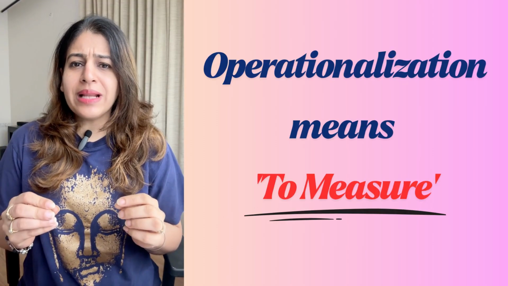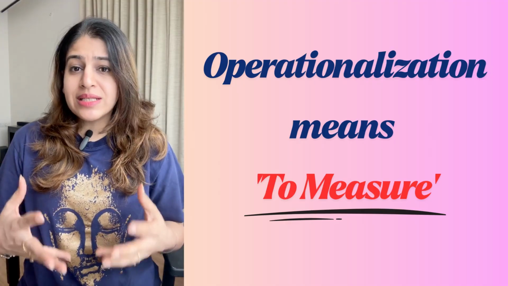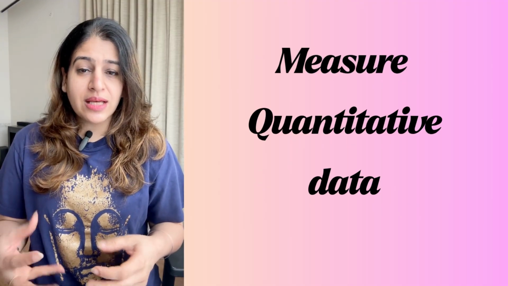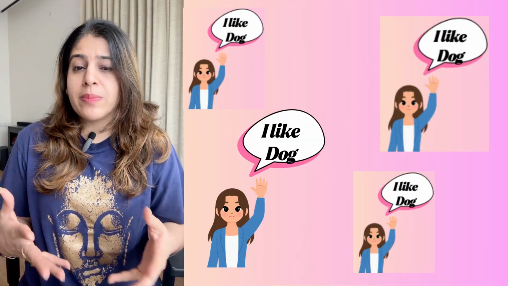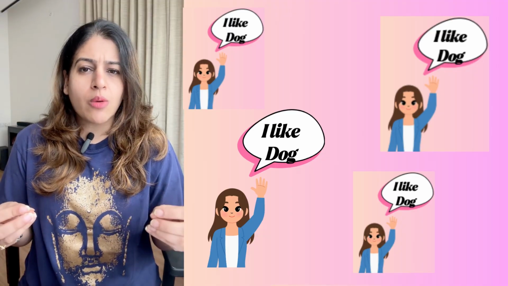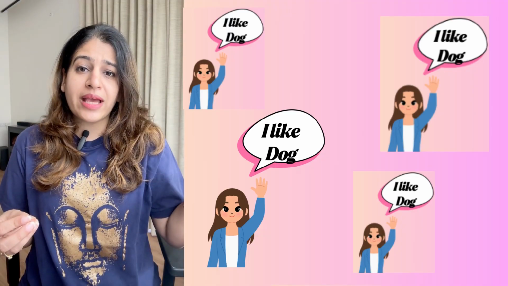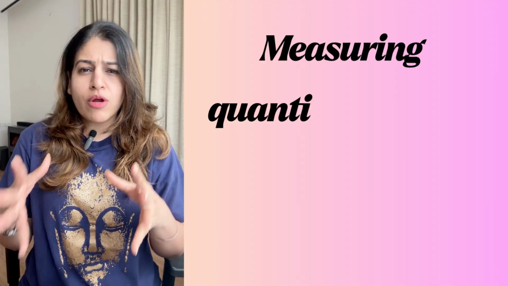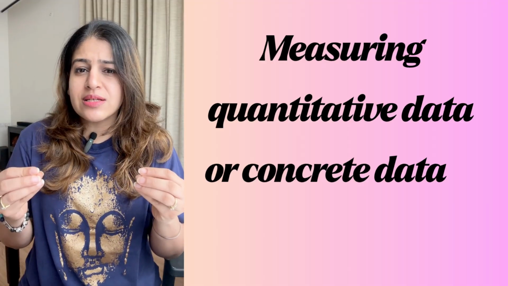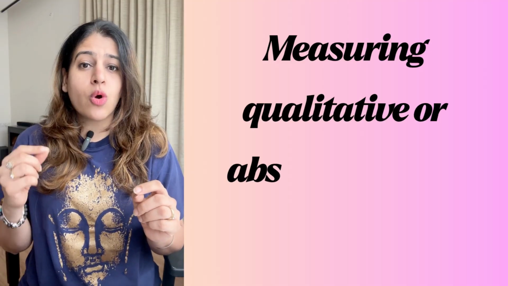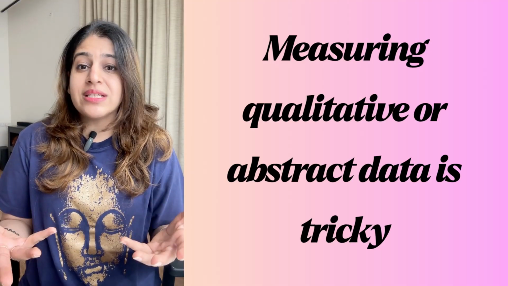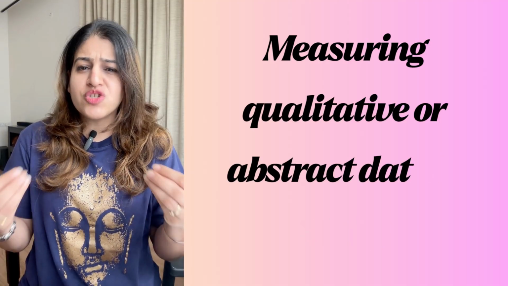Operationalization. It simply means to measure. Now, it can either be quantitative data, that is something numerical or concrete. For example, the number of people who like dogs. So you just count and say that these many people like dogs. Measuring something concrete, something that is quantitative, is very easy. Tricky is when you have to operationalize, or say measure, qualitative data, something that is very abstract in nature.